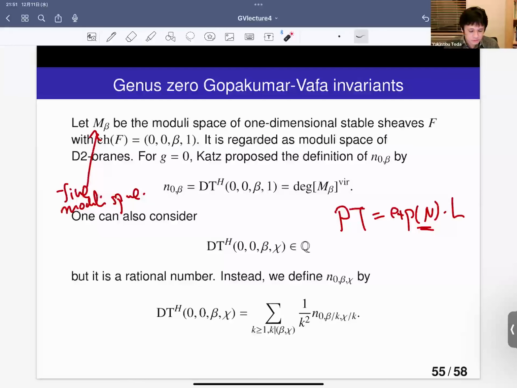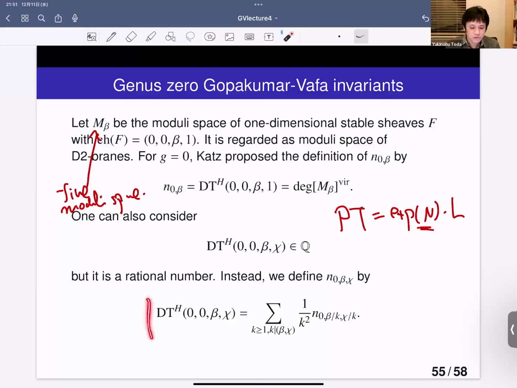Anyway, so yes, we can also consider this one. But now this is the generalized DT invariant, so this is just a rational number. But instead, we can define N_{0,β,χ}. So this is the genus zero analog of the Vafa invariant, but not taking χ = 1, but for some other χ.